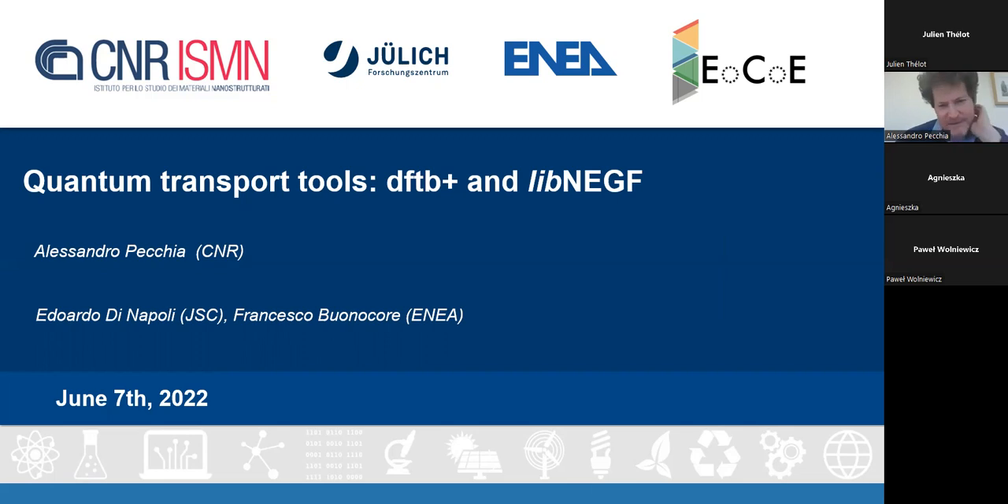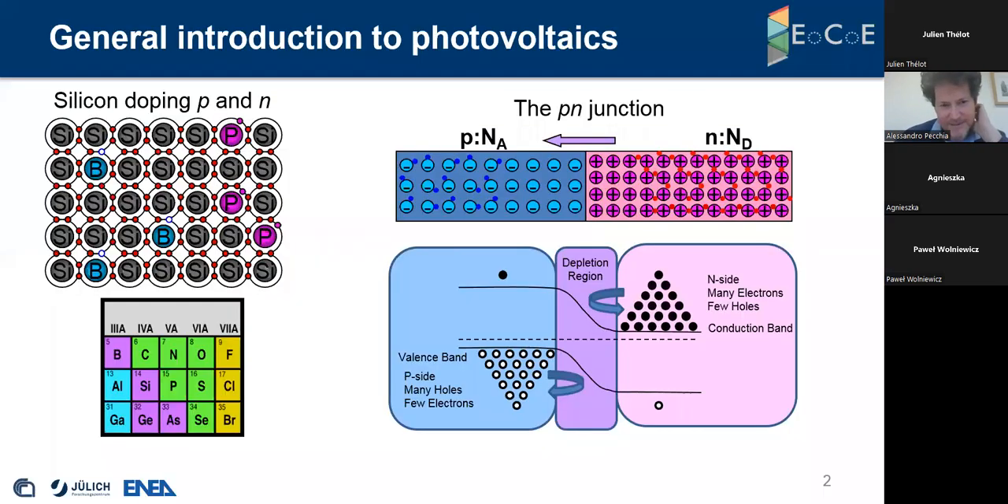But I decided to take it a bit from a distance. Probably many things are well known, others less, but let's start from the very simple basics just to align everybody. What photovoltaics is, and of course the very beginning of everything is the famous silicon PN junction that probably most of you know, but just to remind you what it's all about.